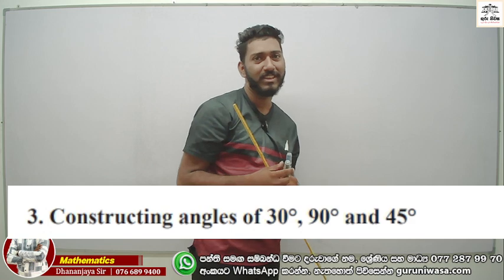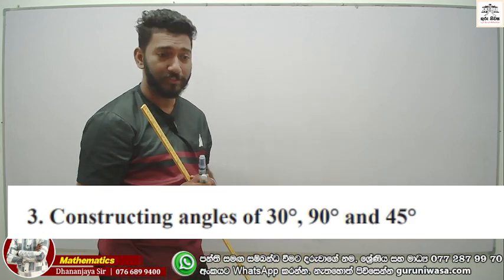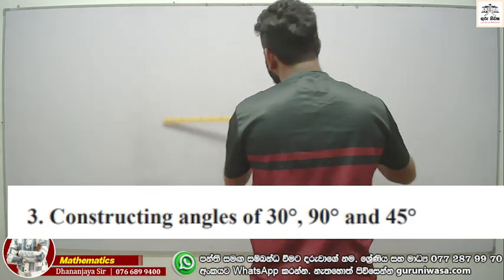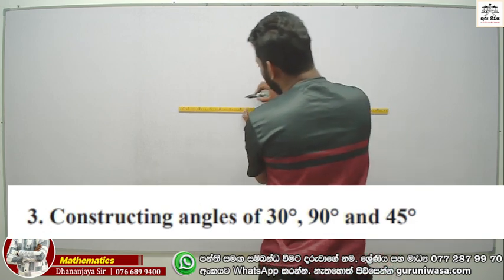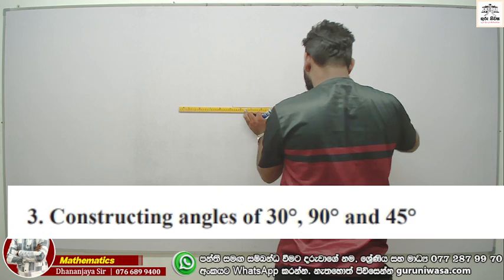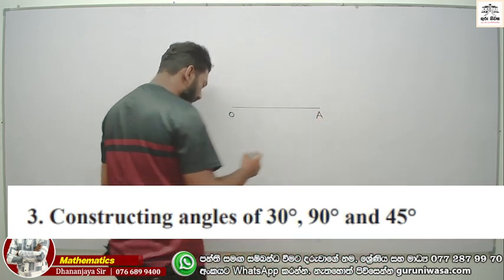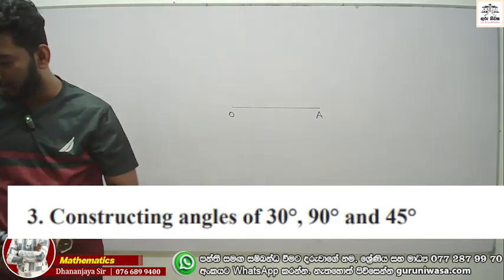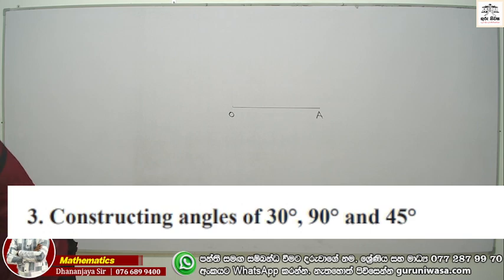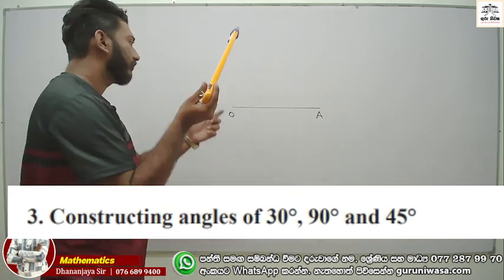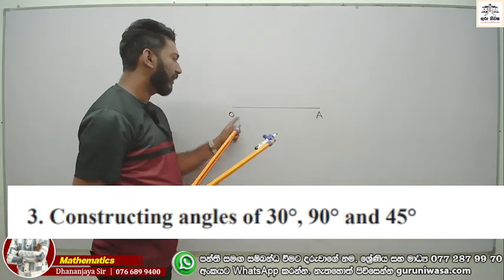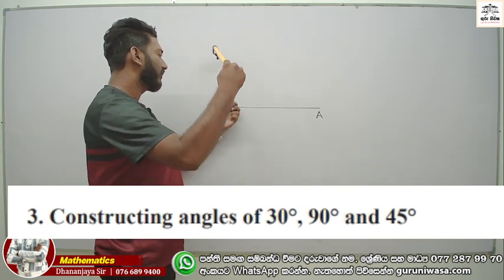Yes or no? Yes, sir. This is a half of the 60 degrees. Now, firstly, I'm going to draw the 60 degrees angle like this. This is the O and this is the A. How to draw the 60 degrees? I use a compass and draw the arc, choosing O as the center. Now draw the arc like this.